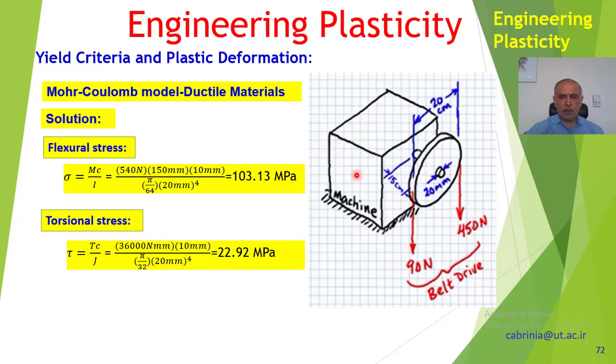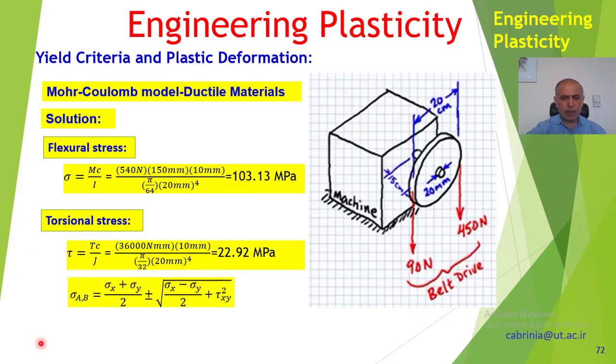c is also for the circular cross section of the shaft, and c is equal to R, which is 10 millimeter, and J is pi over 32 D to the power of 4 for the circular cross section. So we get 22.92 megapascal as the torsional stress applied at the cross section of the shaft.